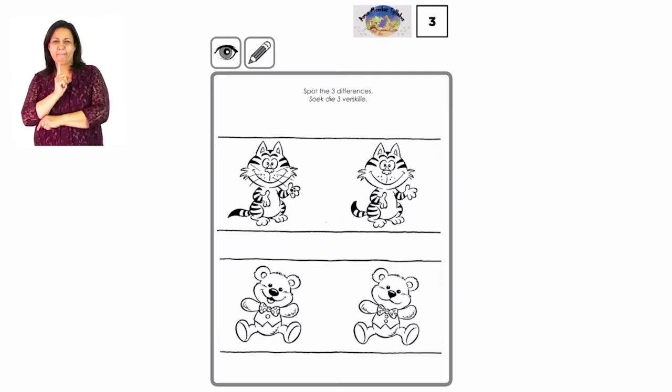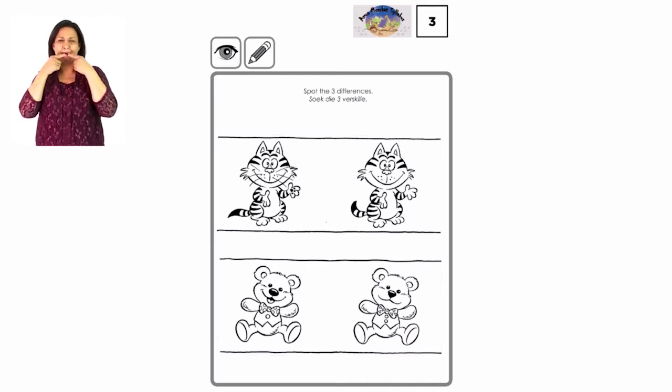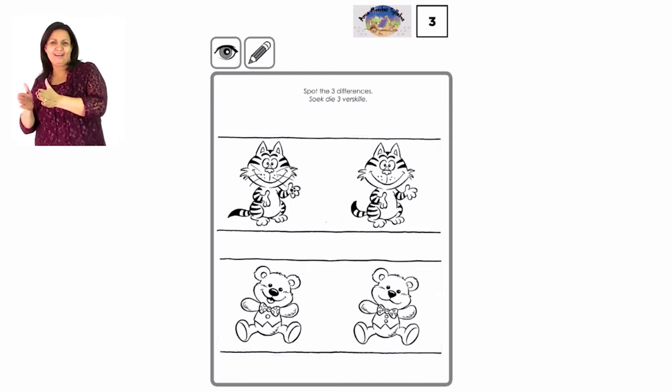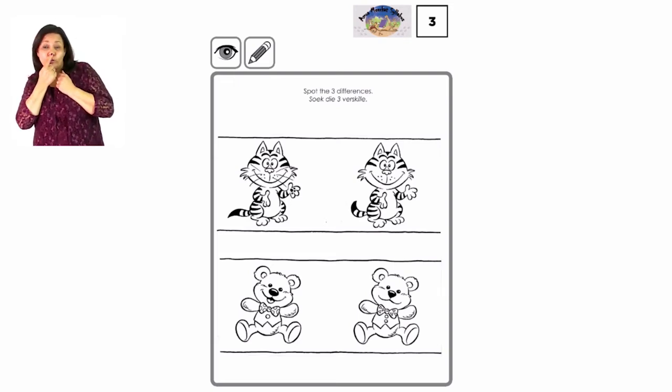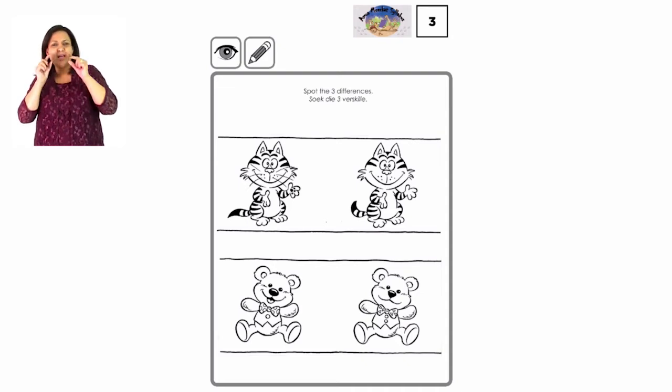Look at his eyes. Look at his nose. Look at his mouth. And he has some whiskers. Now let's go to the next tiger. Look at his face too. Look at his eyes. Did you look at his ears? Now look at his nose. There is something missing on his face. That is one difference that I can see already.